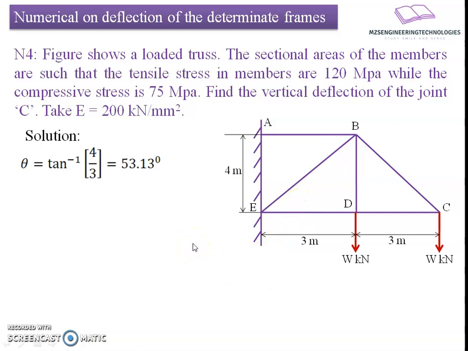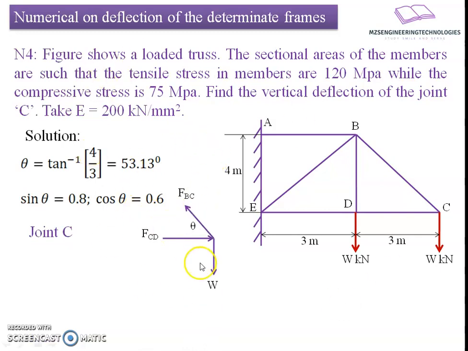We require the components like sine component and cos component. The cos of theta will be equal to 0.6, and sine of theta will be equal to 0.8. Now, if we want to find out the forces in the members, we will begin with the force analysis. We will go with the joint by joint analysis. Let us consider joint C first.